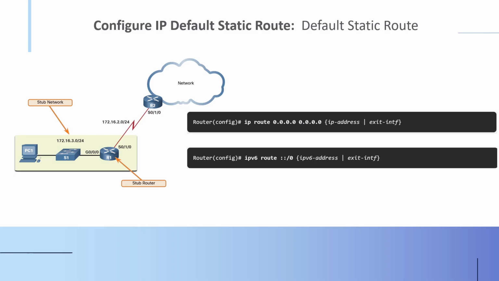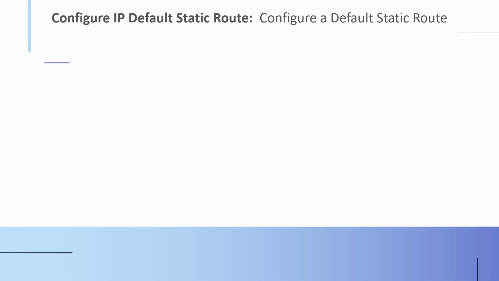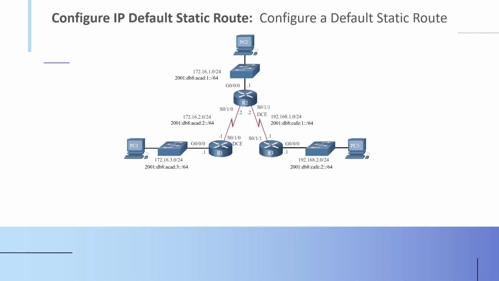So let's go and configure an IP default static route in a network. Here we have a network, and in this network, router 1 could be configured with 3 static routes, one to reach each of the remote networks in the example topology. However, router 1 is a stub router because it is only connected to router 2. Therefore, it will be more efficient to configure a single default static route.